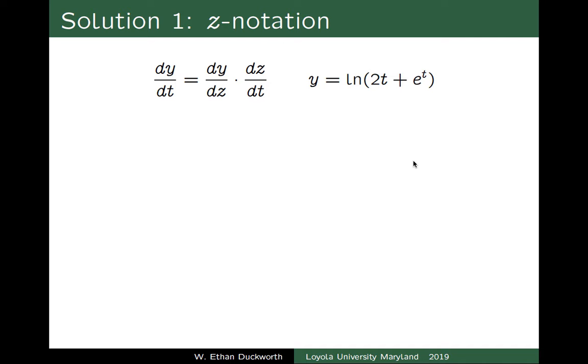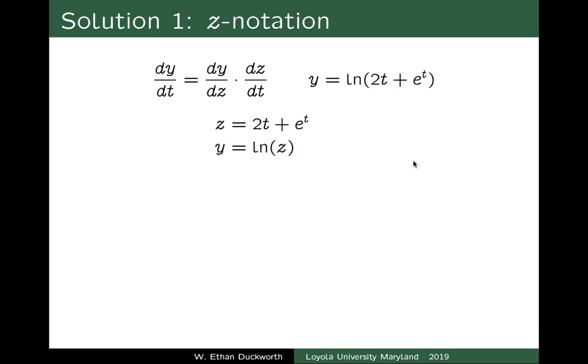And typically, if you can identify part of the function as being inside of another, then z is the inside. So in this case, z equals 2t plus e to the t. And if you use that, you can write the function y in a simpler way. y equals ln of z. Now notice you could combine those two formulas and you would just get back to what you started with, ln of 2t plus e to the t. But that's not what we're trying to do. We're trying to use those formulas to take derivatives.